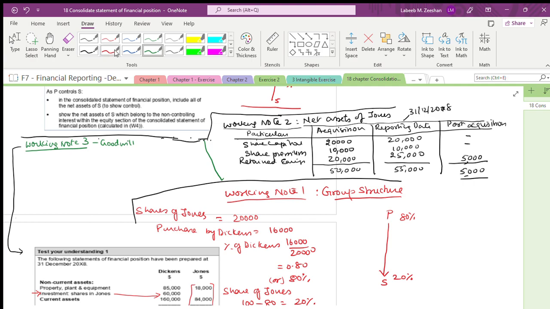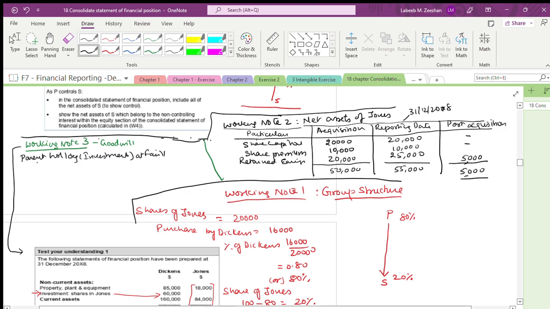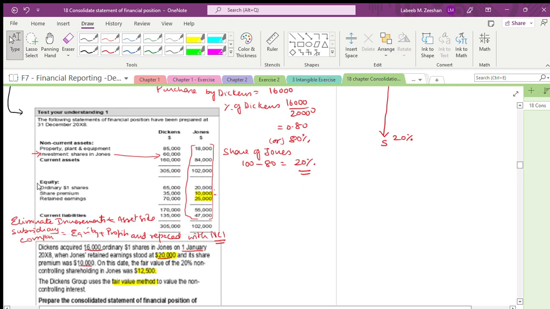Fine. Now, is that the parent company holding? Parent holding, in terms of investments, at fair value. How much is there? 60,000. Now they have mentioned here that NCI, non-controlling interest, at fair value.